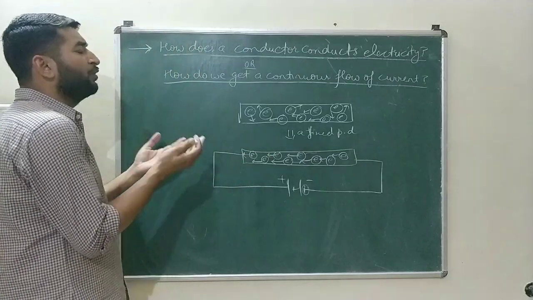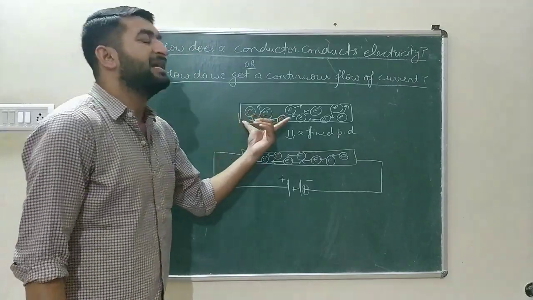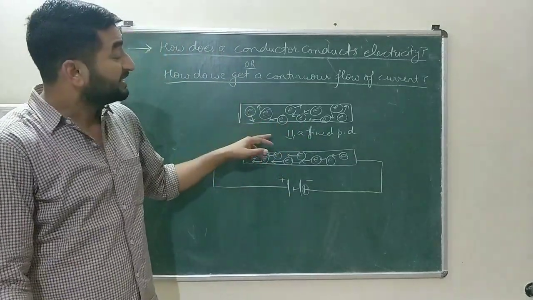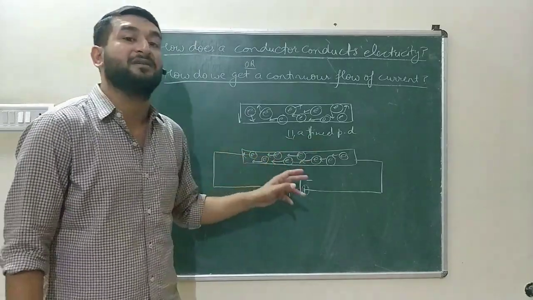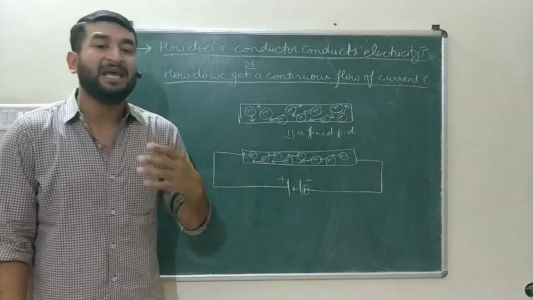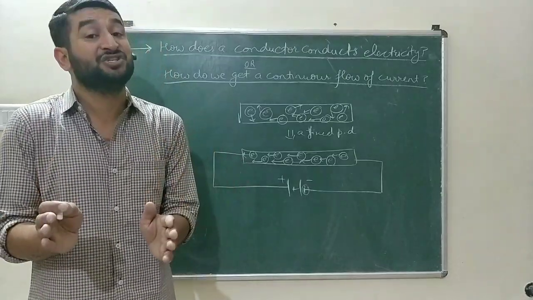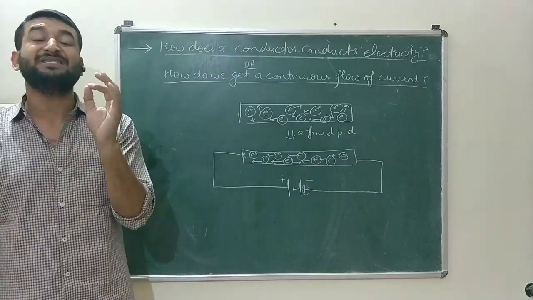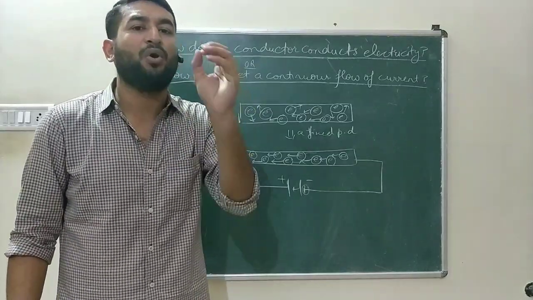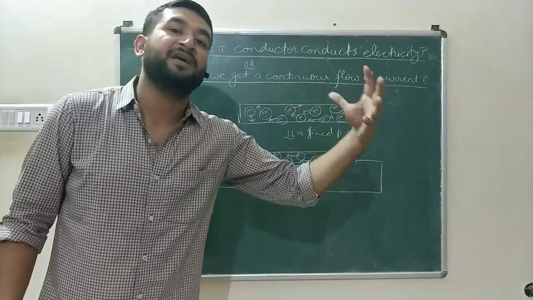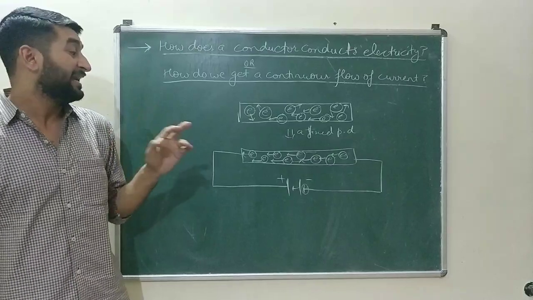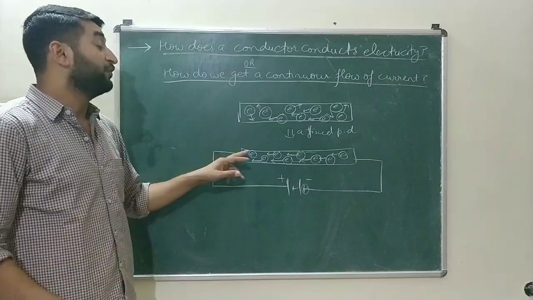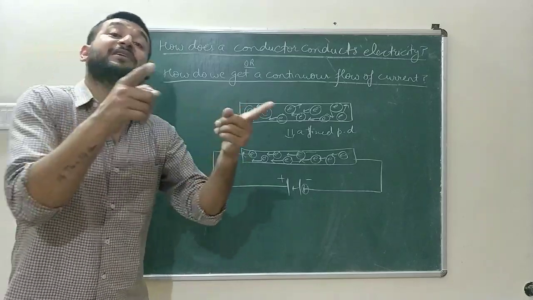So how does a conductor conduct electricity? A conductor has free electrons which are moving randomly here and there. When we connect a fixed potential difference around the ends of a conductor, those free electrons will align themselves in a fixed direction, and that direction is from higher potential to lower potential. So one thing we must keep in mind, charges always flow from higher potential to lower potential. And whenever a charge starts to flow, the flow of charge per unit time is known as electric current.